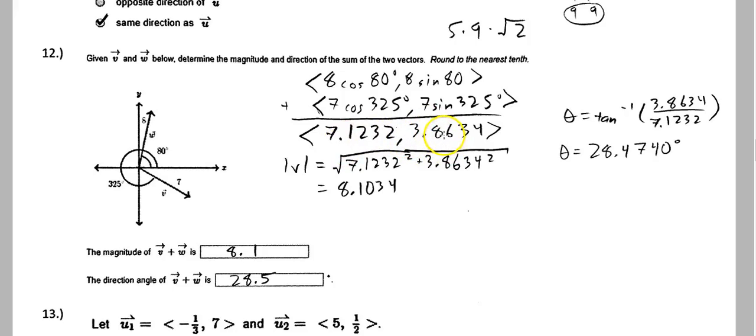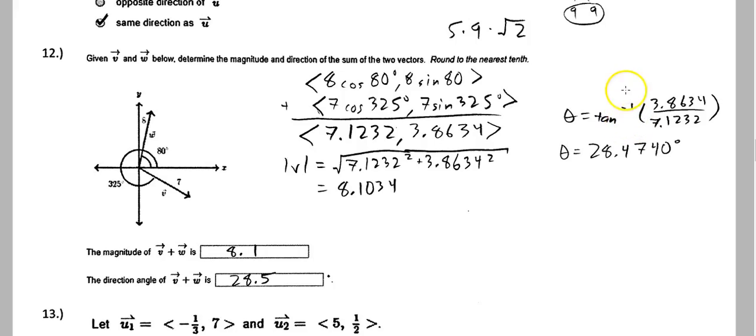So to find the magnitude of this vector, Pythagorean theorem basically, so it's the square root of the x component squared plus the y component squared. So that gave me the length of the combined vectors together. This first one had a length of 8, the second one had a length of 7. My new combined vector has a length very close to 8.1.